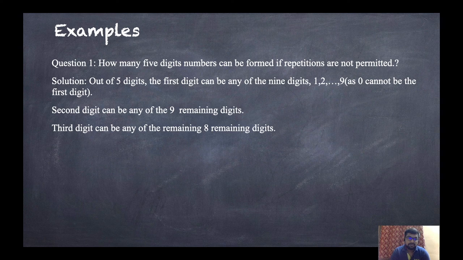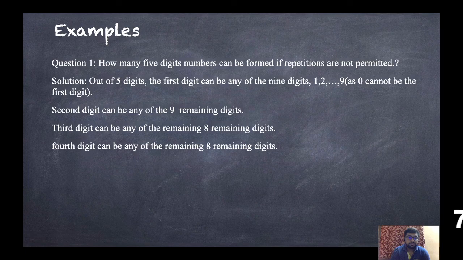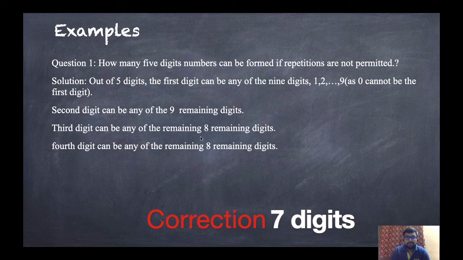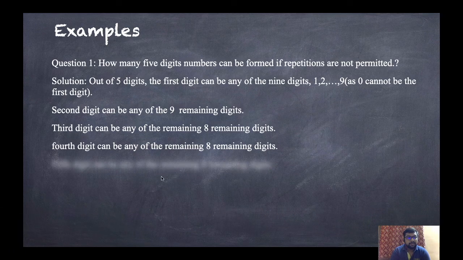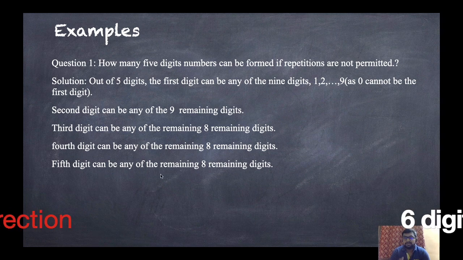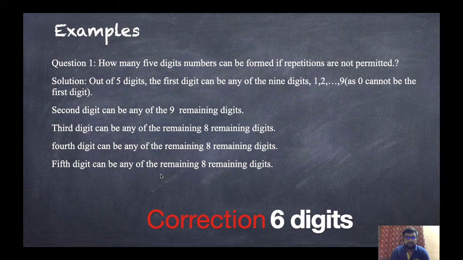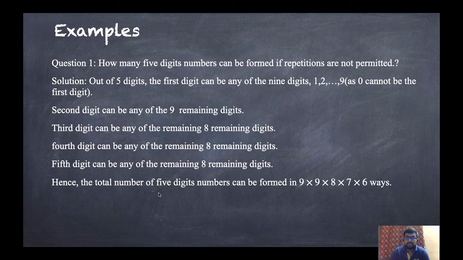Now for the third digit, again we just decrease by one. So the third digit can be any of the remaining 8 digits. The fourth digit can be any of the remaining 7 digits, and the fifth digit any of the remaining 6 digits. So what will be the final answer? Hence, the total number of 5-digit numbers that can be formed is 9 into 9 into 8 into 7 into 6 ways. Again, see, there are 5 digits.